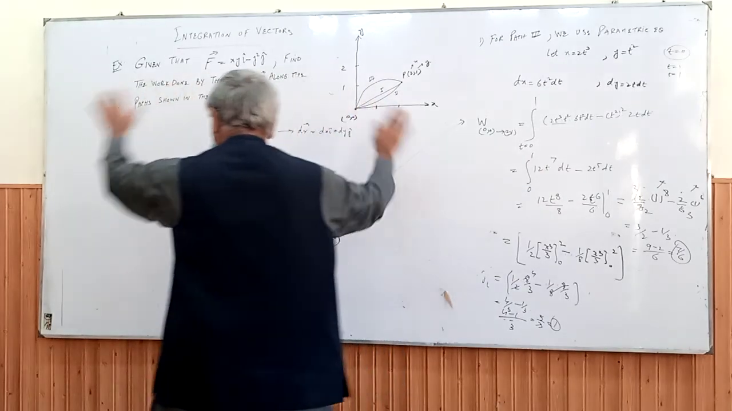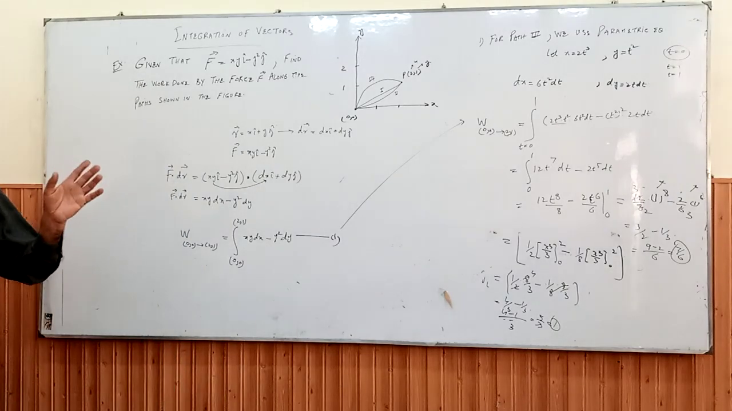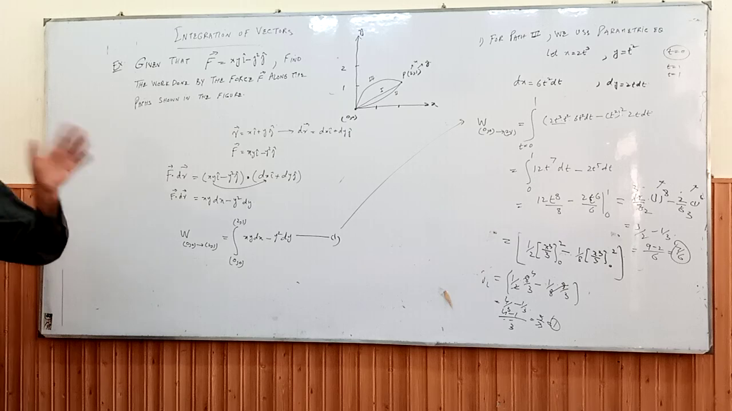This is how a vector is calculated over another vector, and the answer is a scalar quantity. The remaining thing we'll discuss in the next lecture.